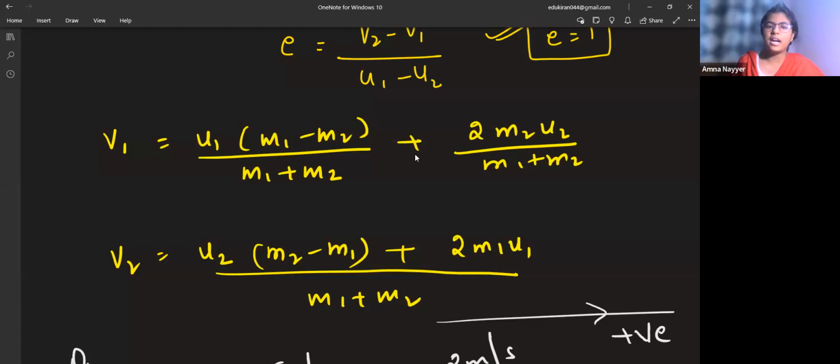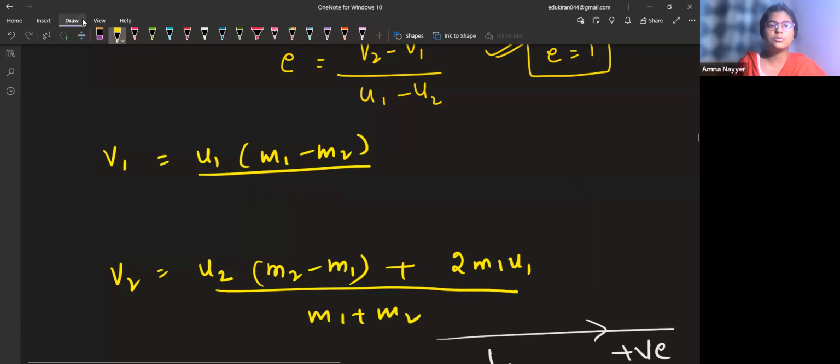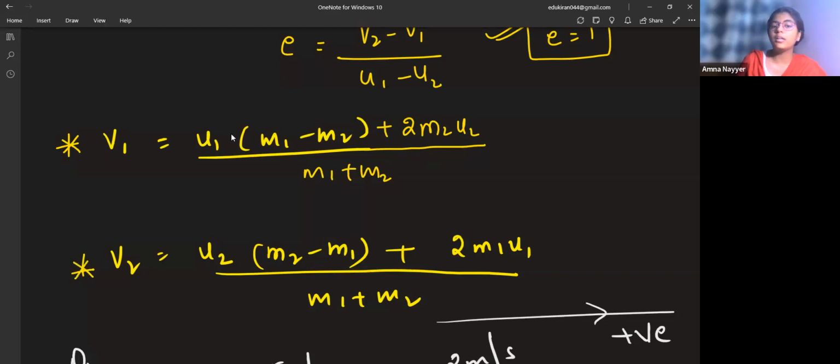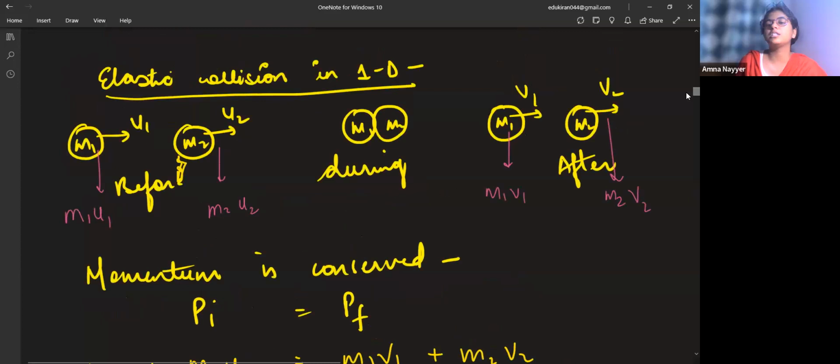Or instead of writing this separately, this looks very lengthy. 2 M2 U2 plus 2 M2 U2 over M1 plus M2. Remember it like this. These are the final velocities formula, which you have to put in the formula and calculate. So let's practice some questions, but regarding their formula remembrance, these you have to remember. And how can you remember? Remember one at least. The second one, you will be able to do by yourself. Write down this derivation of elastic collision in 1 dimension.